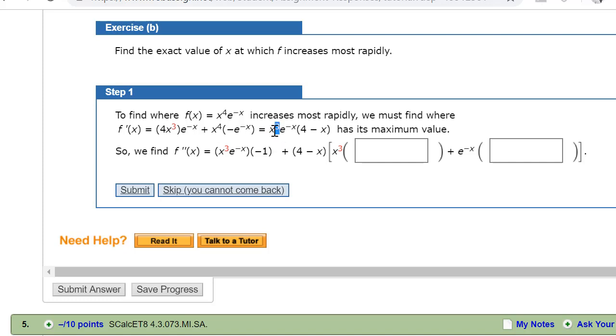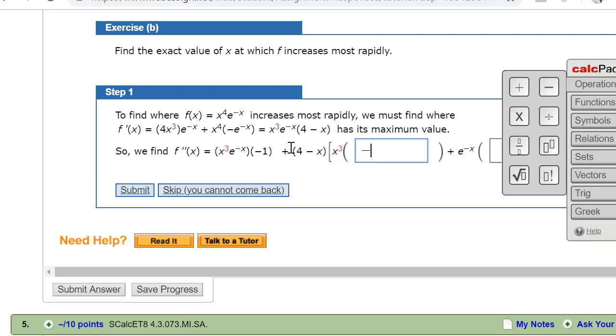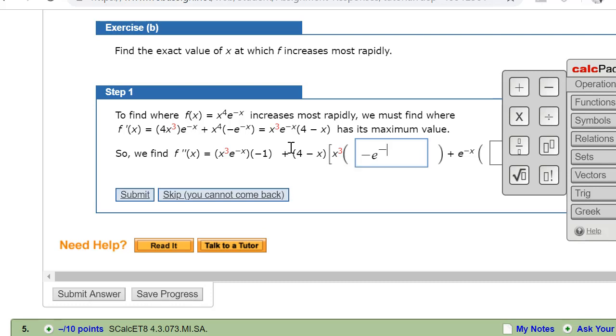This is a triple product, and so the product rule can extend to a triple product rule, where we keep two of them the same and take the derivative of one piece and then just add on to it. So here, the first two factors, x cubed and e to the negative x, will stay the same, and we take the derivative of 4 minus x, that's negative 1. And so the next term will have 4 minus x, and then x cubed. Now we take the derivative of e to the negative x. That's going to be minus e to the negative x.